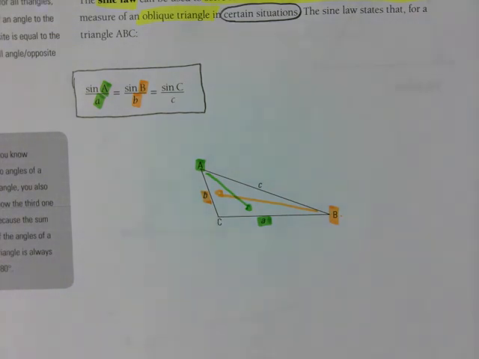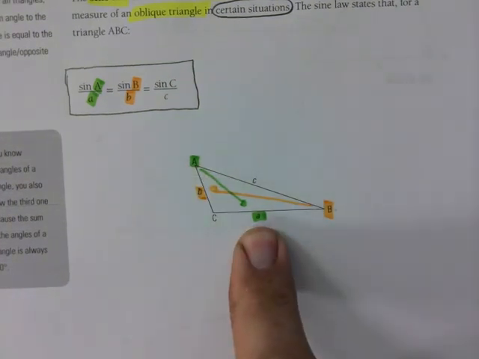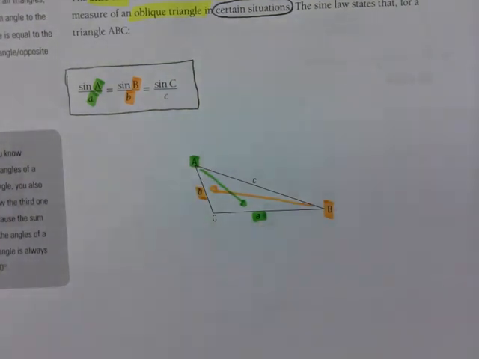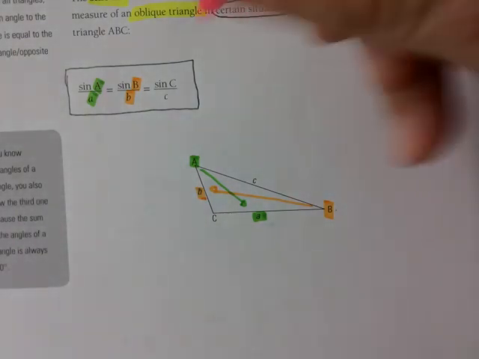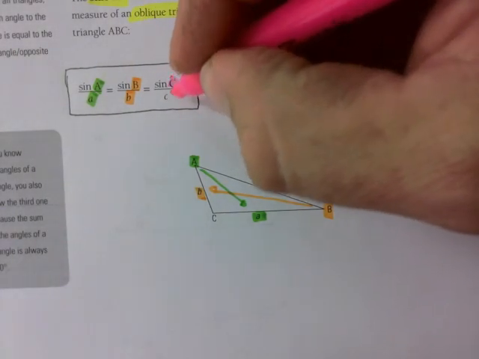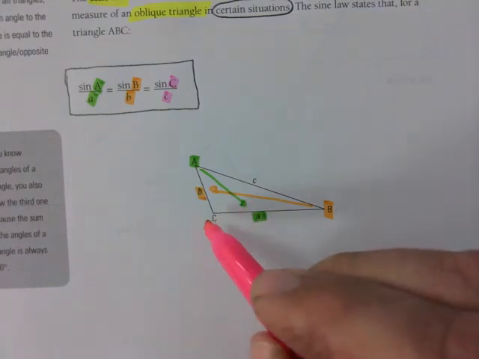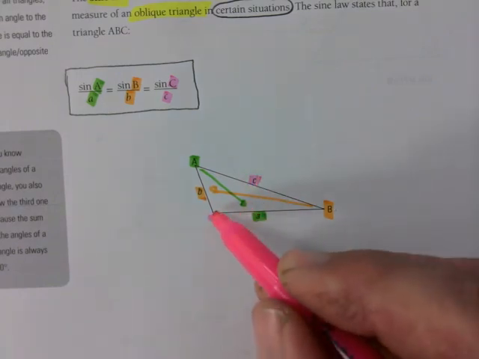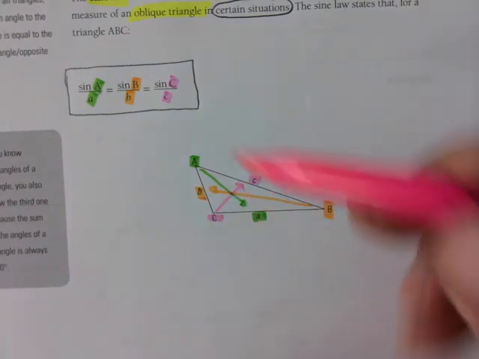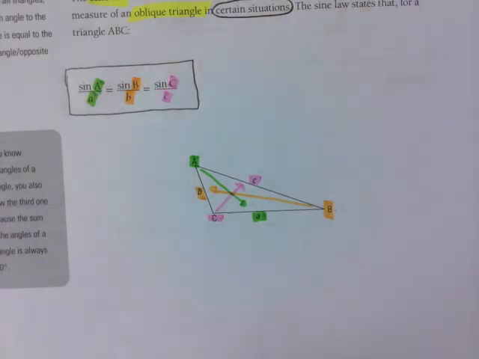Okay, so there's that angle A, side A across from it. And then the last one is C. Angle C is paired up with side C. I can't tell you how important that is to remember that you need to pair them up. Angle is across from the side. They're paired up like that.